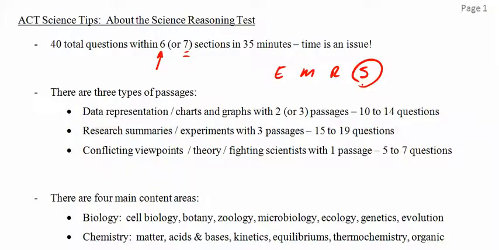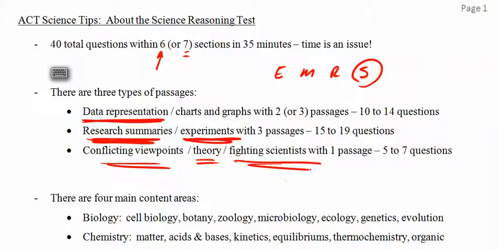There are 3 major types of passages. You've got your data representation, charts and graphs. All of them can have charts and graphs, but usually the data representation is focused primarily on charts and graphs. Research summary, which really are experiments. We did this. We put these 2 chemicals together. We had a car, and we ran it down a sled, down a hill or something like that. Things like that. And then the last one is conflicting viewpoints, which is theory or fighting scientists.